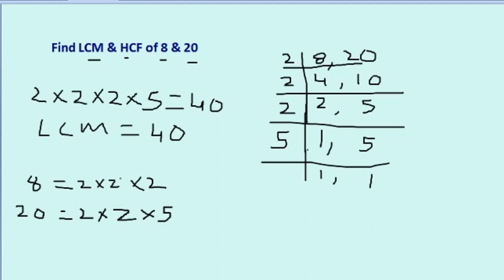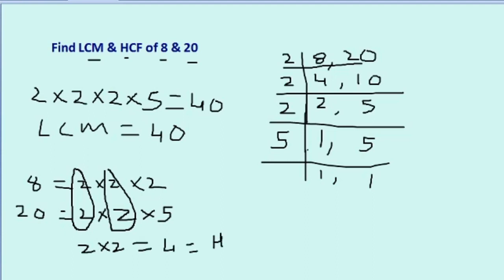Okay, now what is common between both these numbers? It is this 2 and this 2. This set is common. Again, one 2 is there in the 8 which is not there in the 20. And in 20 there is a 5 which is not in 8. So what we have to do? 2 into 2 will be equal to 4. 4 is equal to the HCF. Okay, this is the simplest form of finding the HCF. 2 into 2 is 4.